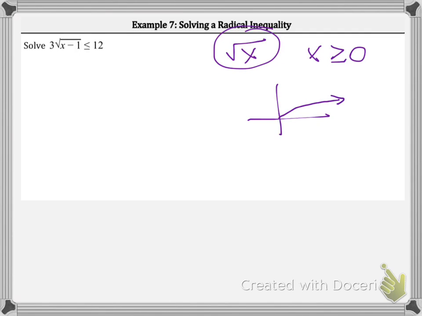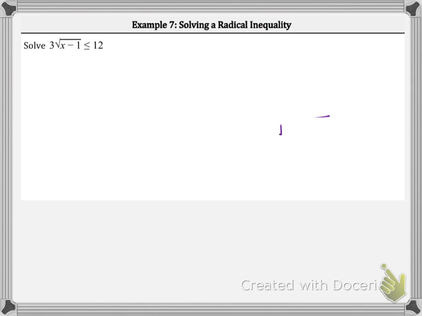And so remember our domain is x is greater than or equal to 0 and y is greater than or equal to 0. Then we can shift it left or right. So before we even go on, let's think about that. We've talked about domain and range and graphing. We have 3 square root of x minus 1 is less than or equal to 12. We have to know what is the lowest value we can plug in here? Well, can we have square root of 0? Is that allowed? Yes, square root of 0 is 0.